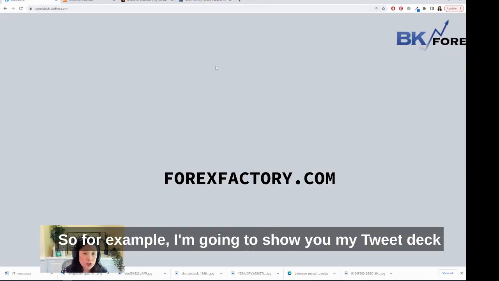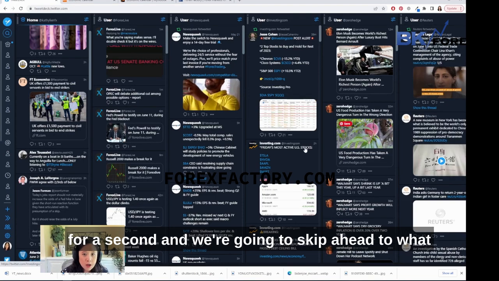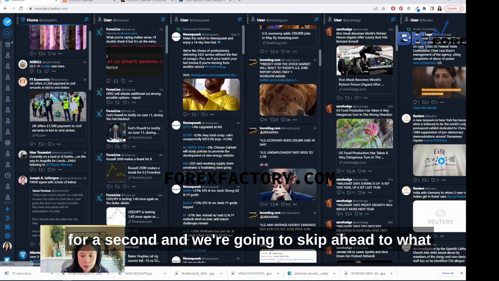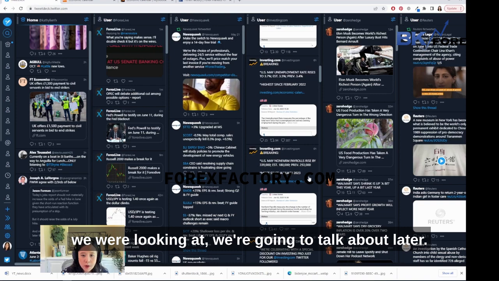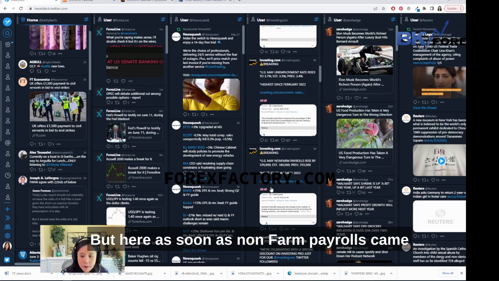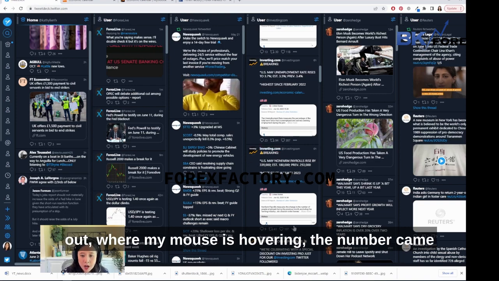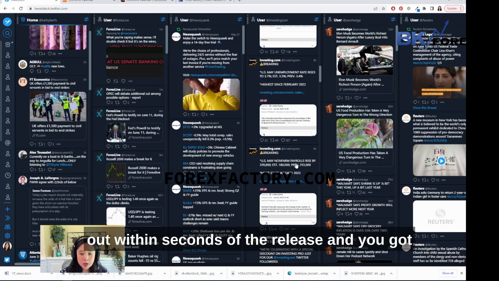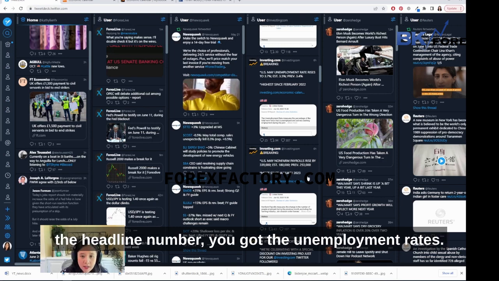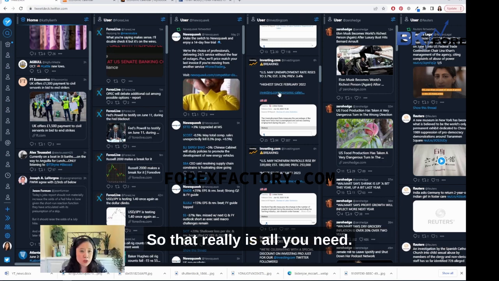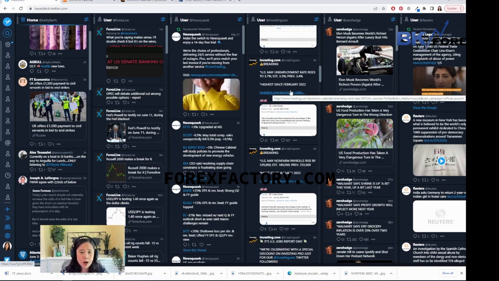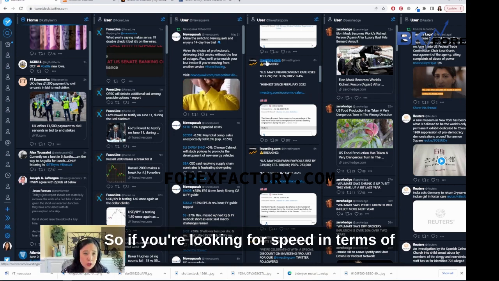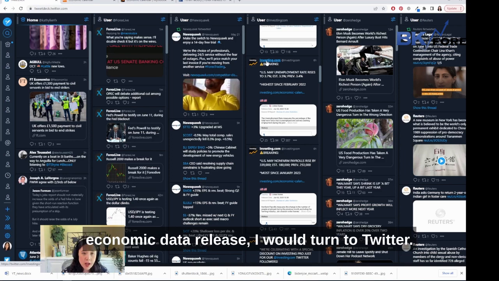So for example, I'm going to show you my TweetDeck for a second. We're going to skip ahead to what we were looking at, which we're going to talk about later. But here, as soon as non-farm payrolls came out, where my mouse is hovering, the number came out within seconds of the release, and you got the headline number, you got the unemployment rate. So that really is all you need. You don't need another resource. So, if you're looking for speed in terms of economic data release, I would turn to Twitter.